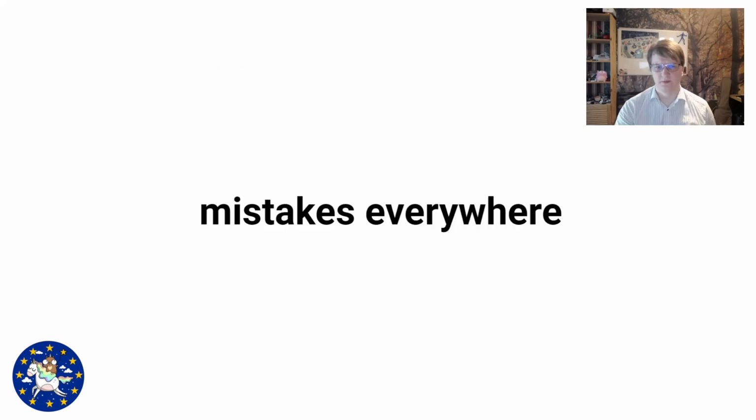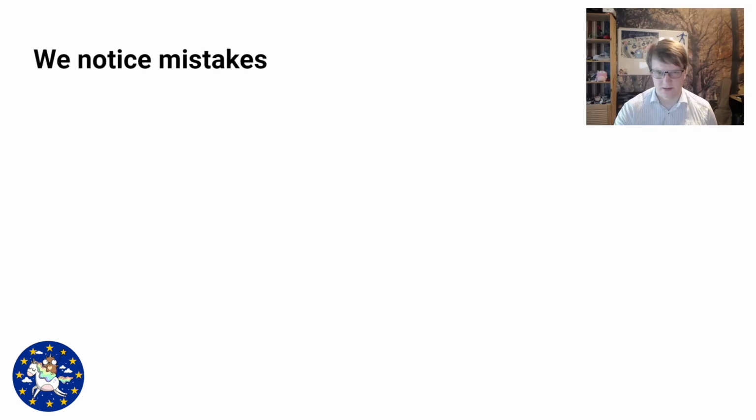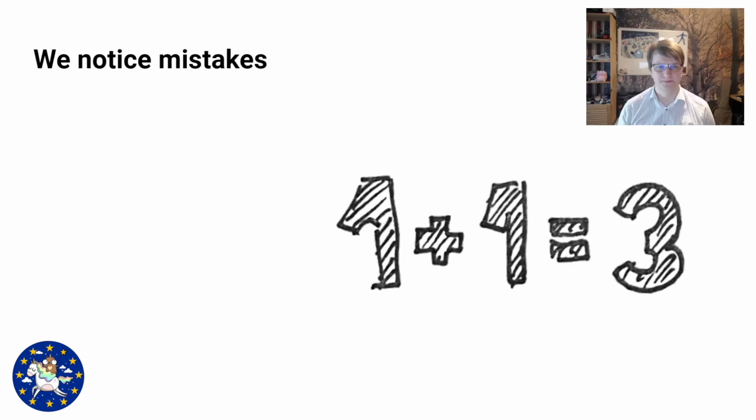One of the things that we know while developing software is that we make mistakes. It's inevitable. And we notice these mistakes. And you might now wonder, what is a mistake in itself? There's this difference between what we see and what we expect.